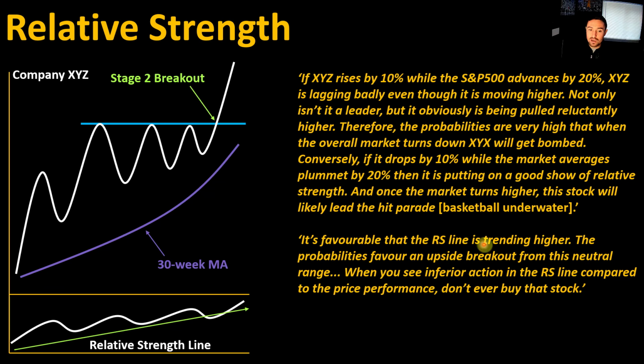It's favorable that the RS line is trending higher. The probabilities favor an upside breakout from this neutral range, so this base. When you see inferior action in the RS line compared to the price performance, don't ever buy that stock. So what Stan is saying is he wants to see stage 1 bases, stage 2 bases, but the relative strength line turning up. So the relative strength line preferably making higher highs, higher lows, as the base is forming, because that is telling you that the stock is much stronger than the index.